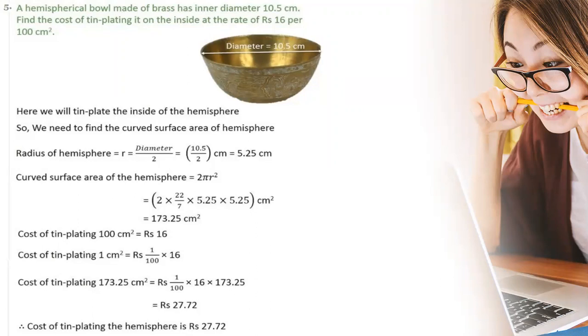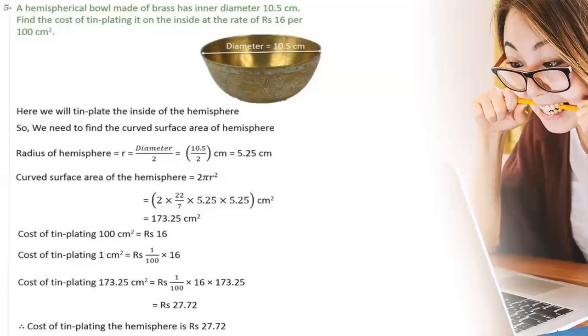So we need to find the radius, which is diameter by 2, that is 10.5 by 2, which is 5.25 centimeters. So curved surface area is 2 pi r square. By solving, we get 173.25 centimeter square. Now let us find the cost. So given 100 centimeter square costs rupees 16. So 1 centimeter square cost is rupees 1 by 100 into 16.